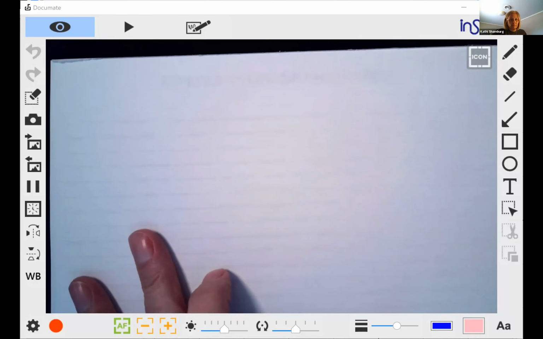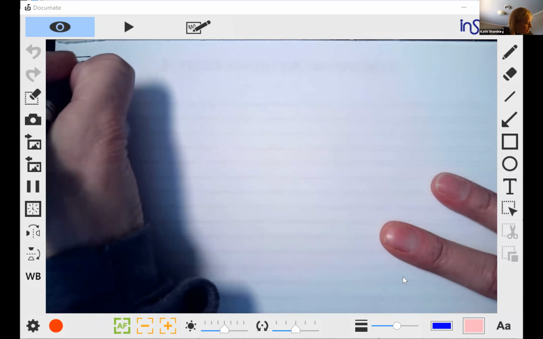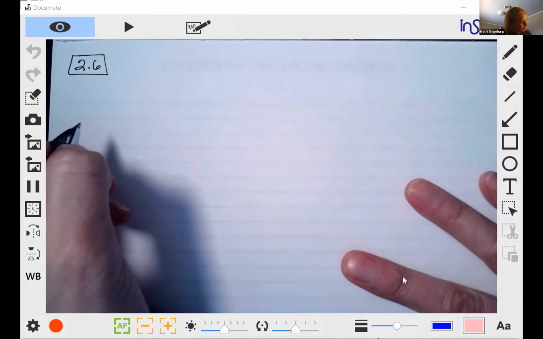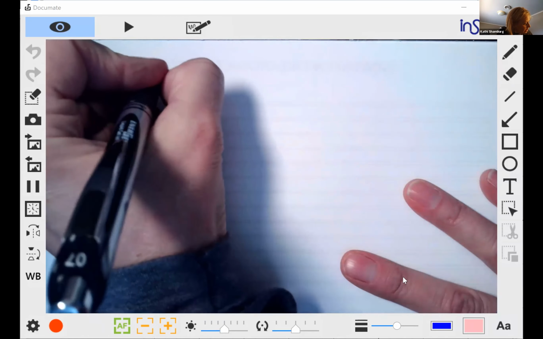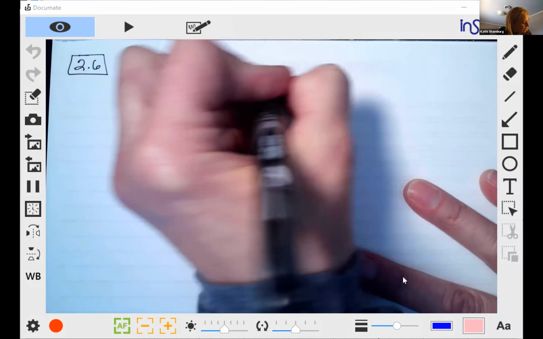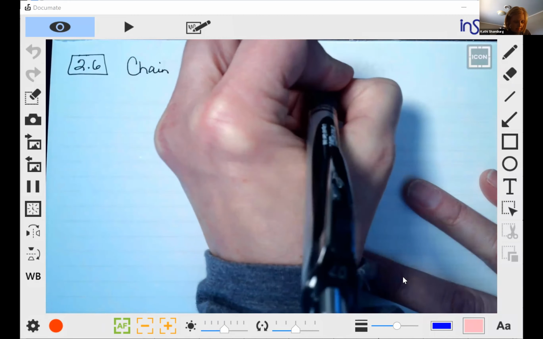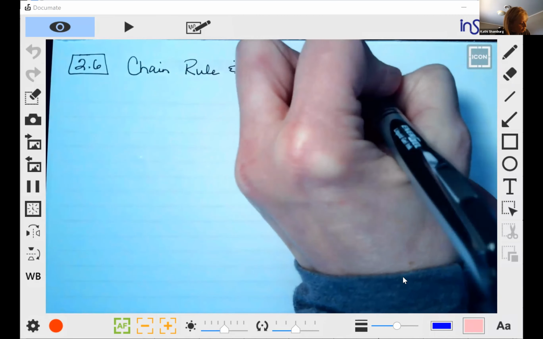All right, 2.6. All right, section 2.6. We are going to be looking at what is called the chain rule and generalized product rule.